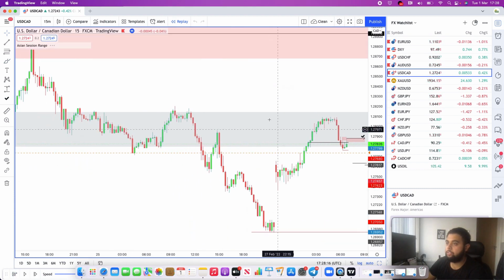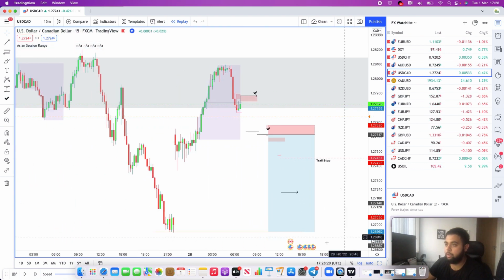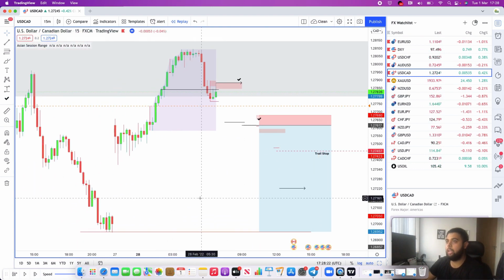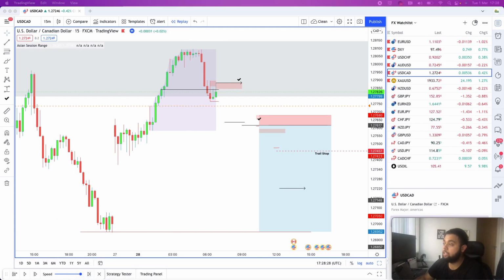Now, after I saw that, initially what I was looking for was Asia liquidity to be cleared. If you backtest this enough, what you'll see is Asia liquidity is, most of the time, always cleared. The high or the low will be cleared, whatever session, it doesn't matter. Asia liquidity will be cleared.